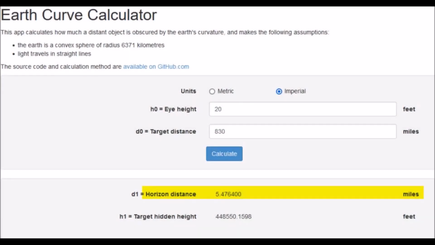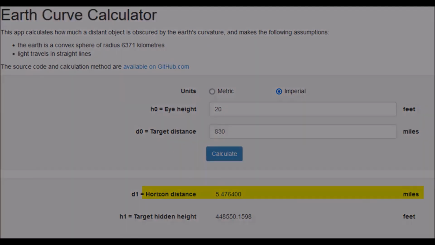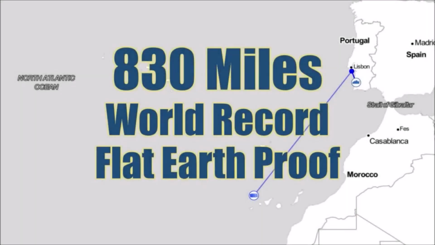At only 20 feet, the signal from the boat should have been blocked by the supposed Earth's bulge at around 5.5 miles. There is only one reasonable conclusion. The Earth has no curvature. The Earth is flat.